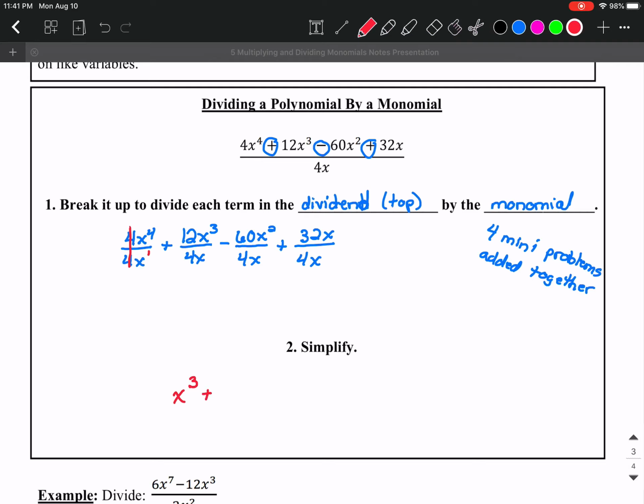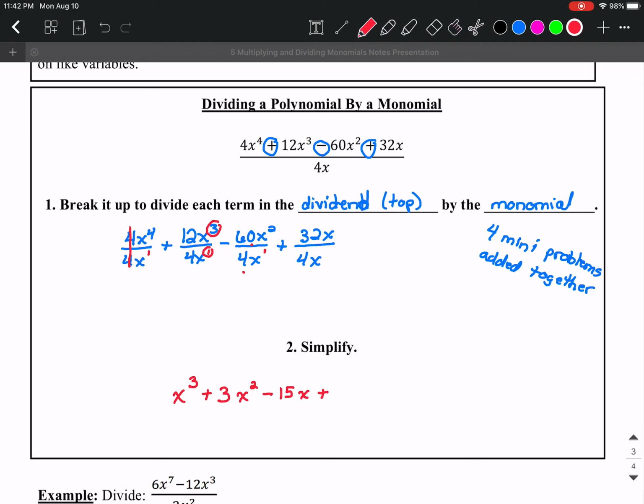12 divided by 4 is 3. We're going to keep the x. Now look at the exponents. 3 and 1. x to the 3rd divided by x to the 1st. We do 3 minus 1 is 2, and we have x squared. Now we're going to keep the minus. 60 divided by 4 is 15. Now what happens to the x's? We have 2 up top and 1 in the bottom. 2 minus 1 is 1.